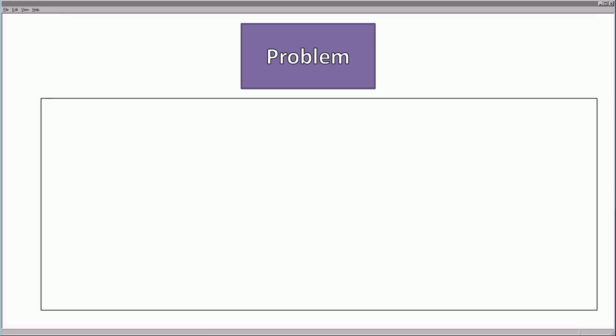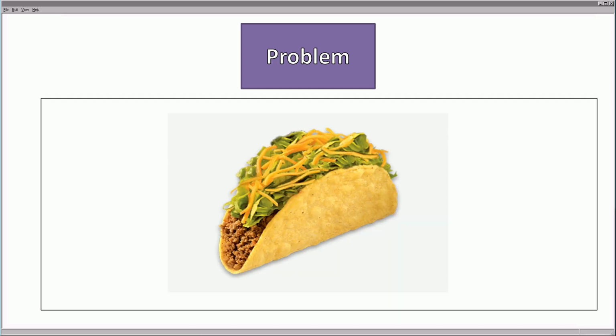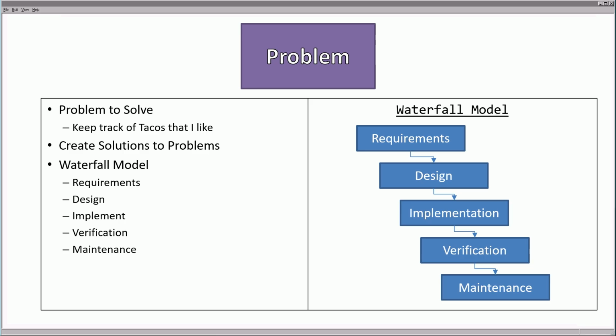I like to travel around, and while I travel, I like to eat tacos, one of the world's most perfect foods. Now, the problem is I want to keep track of all of those tacos that I've eaten. And I want to keep track of information about them, like the name of the taco, the location that I found it, and also the price of the taco.